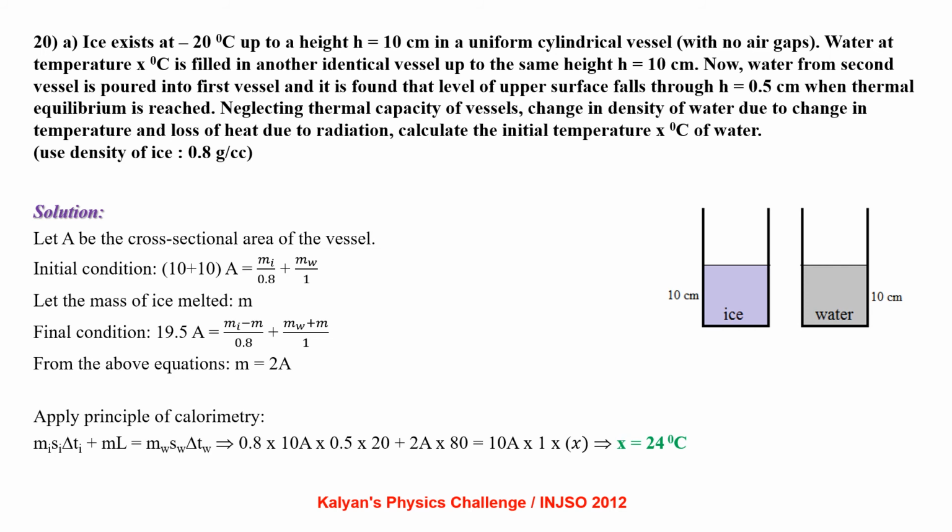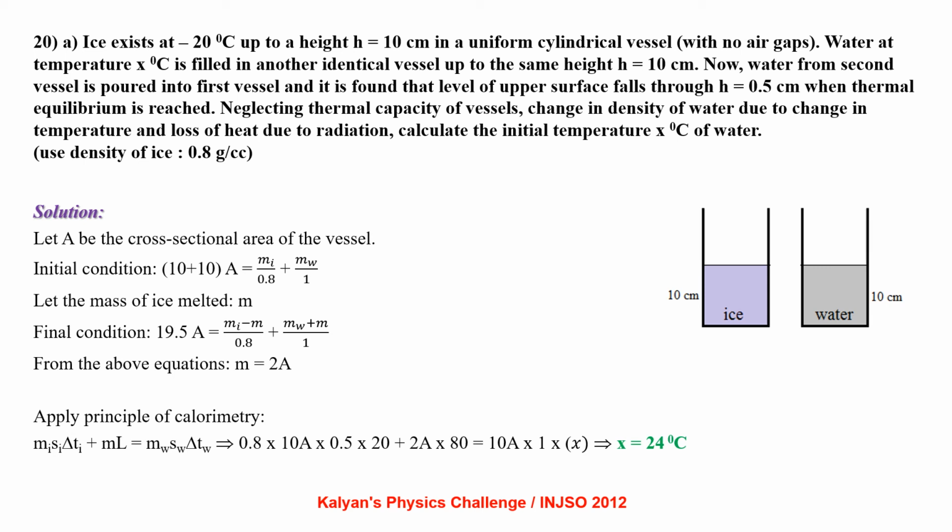Ice exists at minus 20 degrees centigrade up to a height h equal to 10 centimeter in a uniform cylindrical vessel with no air gaps. Water at a temperature x degree centigrade is filled in another identical vessel up to the same height h equal to 10 centimeter. Now, water from the second vessel is poured into the first vessel and it is found that the level of the upper surface falls through h equal to 0.5 centimeter when thermal equilibrium is reached.